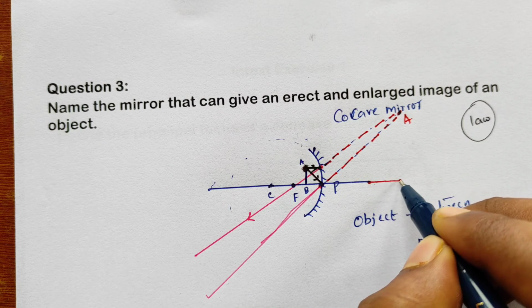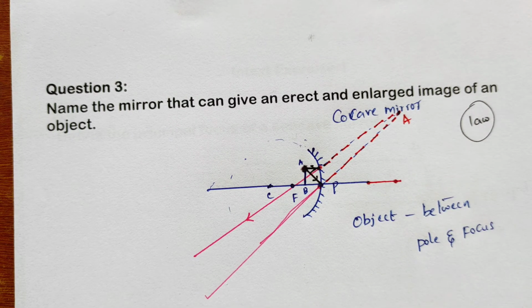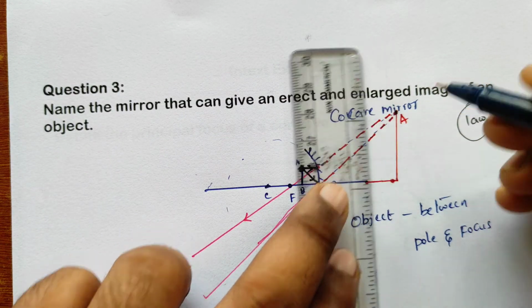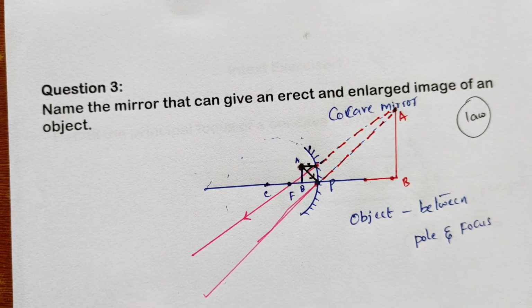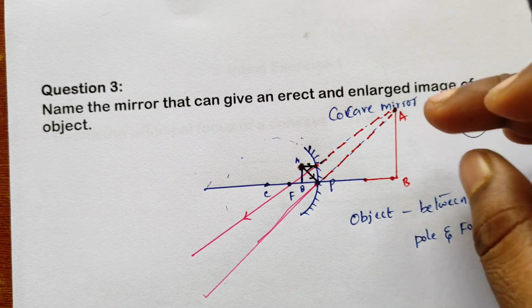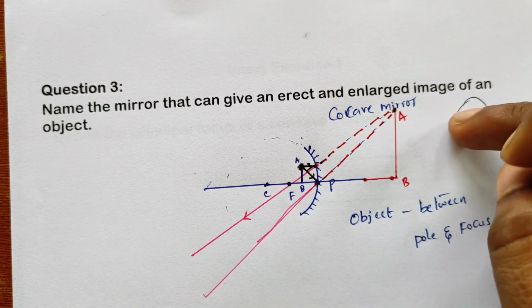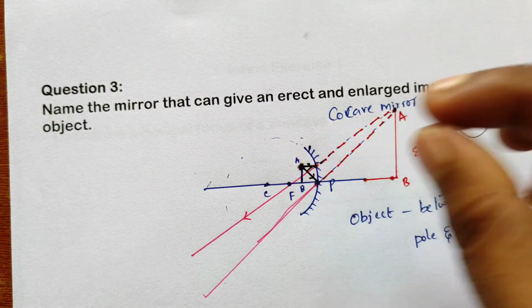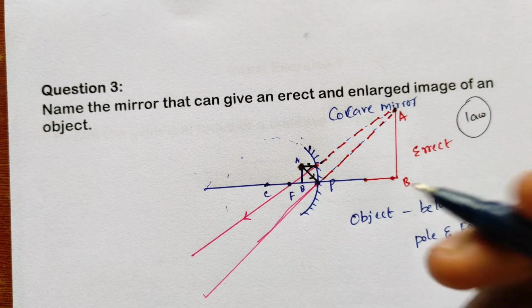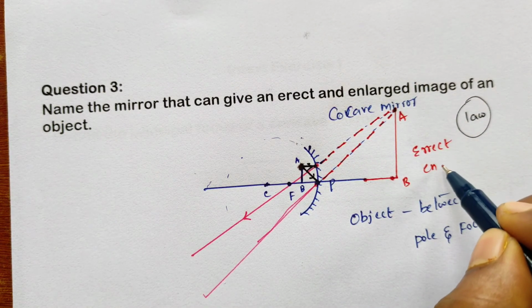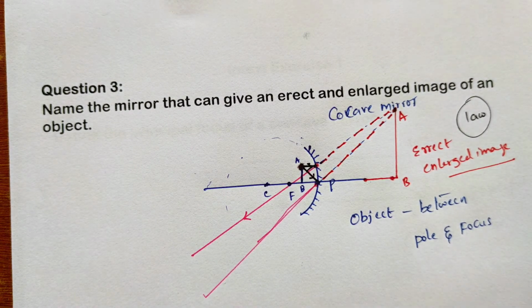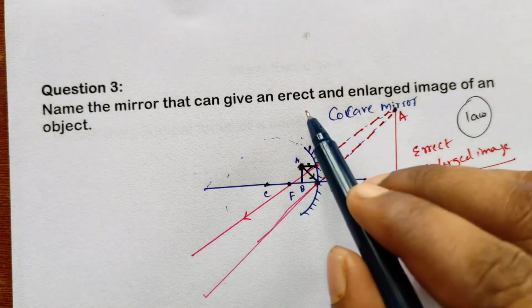On this principal axis we also have B. So what is the image? The image will be this one, A and B. The object you took was AB and the image formed is also AB. That means we got an erect image. The object size is this much smaller and the image size is bigger, which means a magnified, enlarged image. So this is how a concave mirror forms an erect and enlarged image.